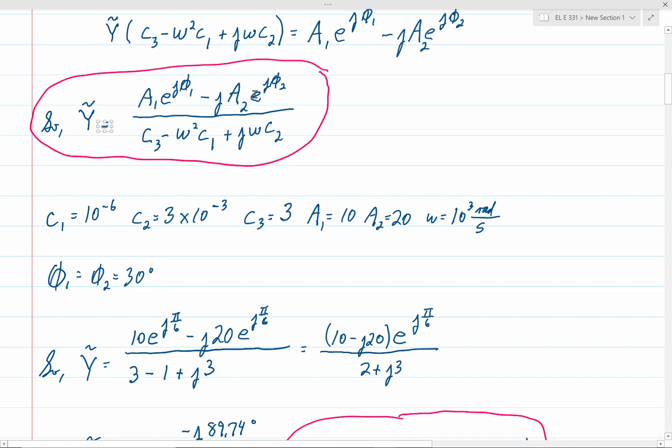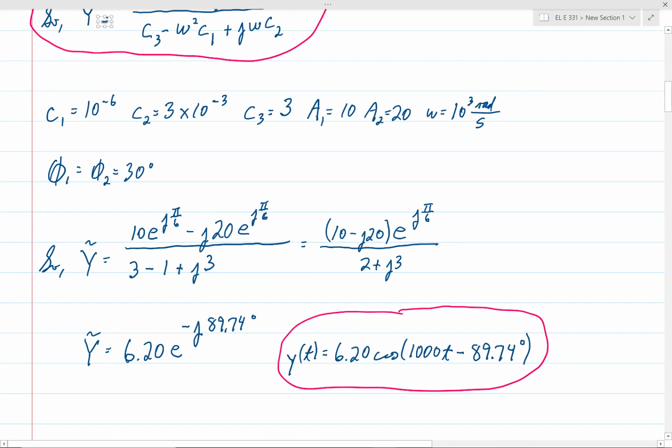So in the top then, A1 is 10, A2 is 20. So anyway, this becomes 10 e to the j power 6 minus j20 e to the j power 6. And in the bottom, C3 is 3, omega squared times C1 is 1, and then omega C2 is 3. So it really comes out to this really pretty nice, simple expression for y tilde.